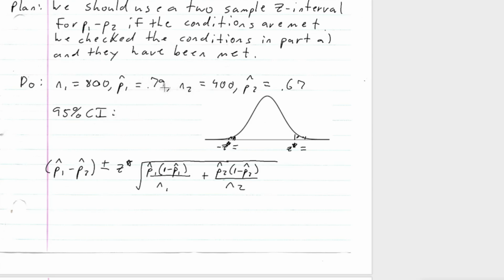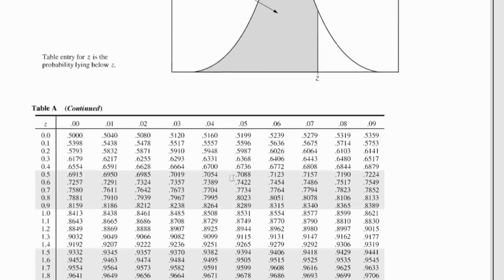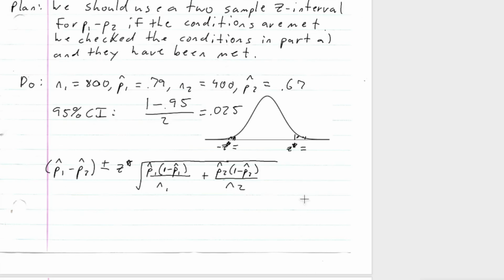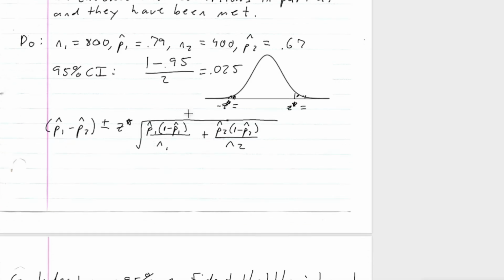So our 95% confidence interval, remember that's going to be 1 minus 0.95 over 2, which gives us 0.025. So let's go ahead and find that in our table. Okay, 0.025, which is what I have here highlighted already. So that associates with 1.96, okay? So let me go back. That means our z that we're going to plug in here is 1.96, right? So this would be negative 1.96 and positive 1.96.